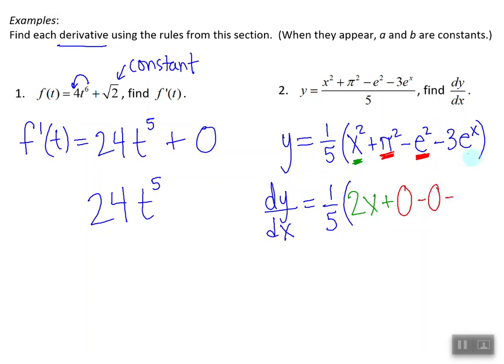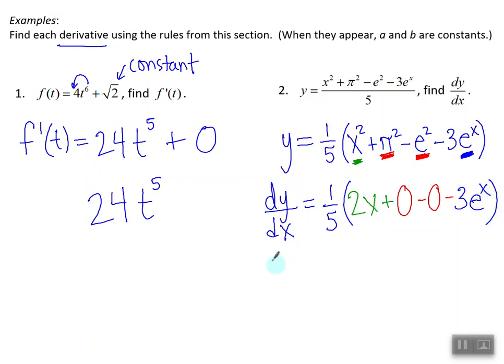Minus 3e to the x. E to the x is our natural exponential function. There is a variable here. So this one uses our easiest derivative with the 3 multiplied in front, 3e to the x.